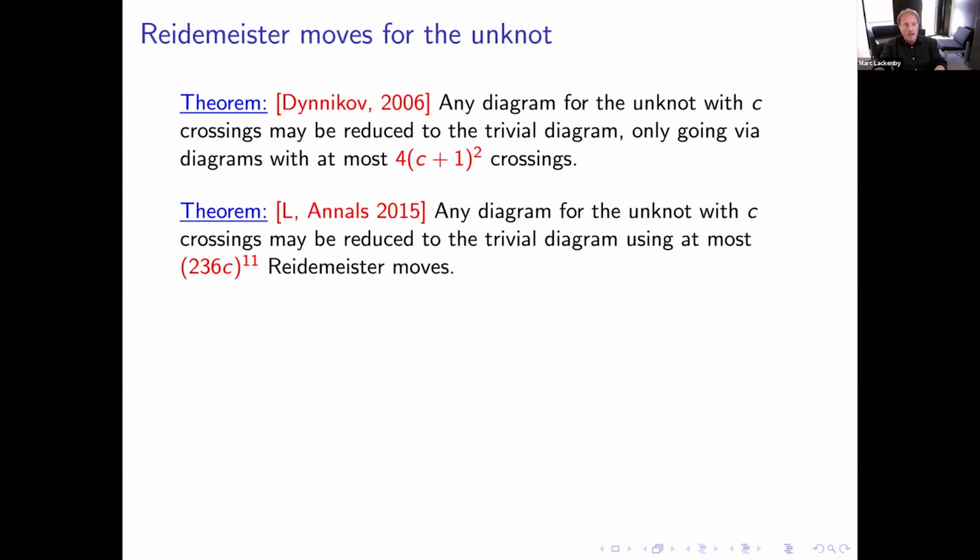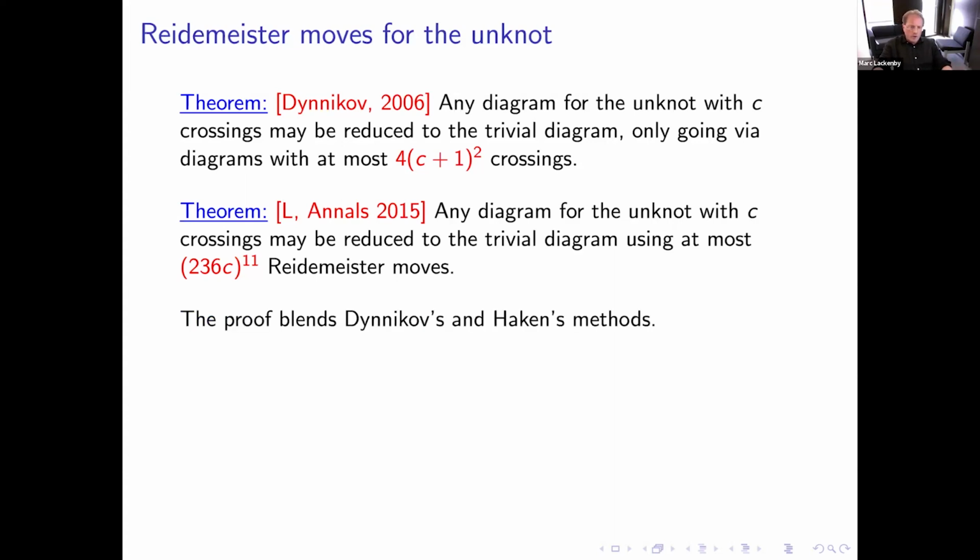I gave a polynomial upper bound on that: you can convert any diagram for the unknot with C crossings to the trivial diagram using at most 236 C to the power 11 Reidemeister moves. It's still quite a big number, but it is a polynomial, and that represents quite a significant improvement over what Haas and Lagarias did before.